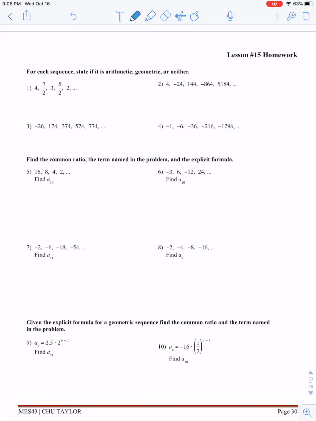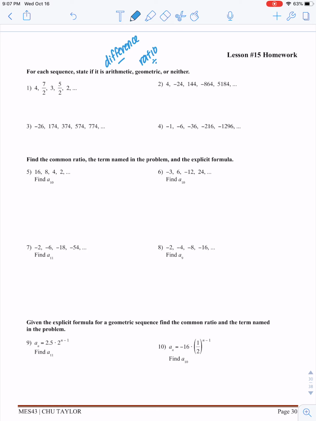Lesson 15 homework. First part. For each sequence, state if it is arithmetic, geometric, or neither. Remember, if it's arithmetic, we have a common difference, which means subtraction. And if it's geometric, we have a common ratio, which is division.